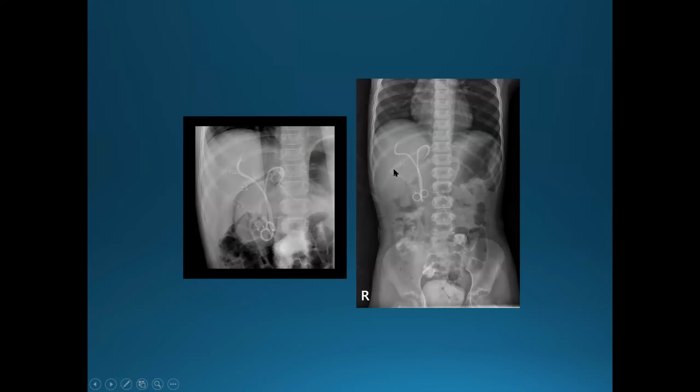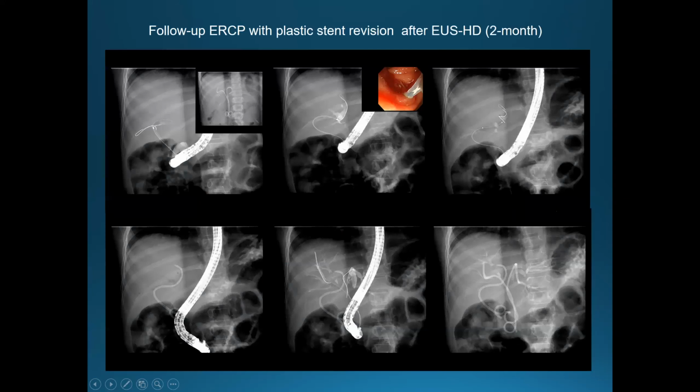And this is the follow-up simple X-ray. After 2 months, we did a follow-up ERCP with plastic stent revision. After removal of the fully covered metal stent, there is a tract, a neopapilla, here. We went through the right posterior duct, B6 to B7. Here is a plastic stent, and we changed over both the left and right hepatic ducts. The patient has no fever and is now stable. We have scheduled the ERBD change.